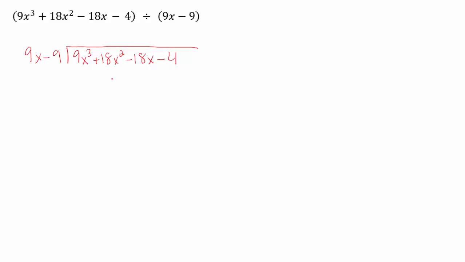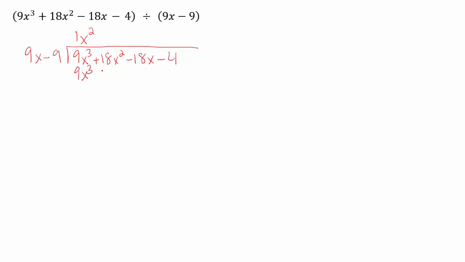Anytime we miss powers, we have to put a 0x or a 0x squared if we're missing the x squared term. So now I'm going to ask myself, how many times does 9x go into 9x cubed? Or what do I need to multiply 9x by to get 9x cubed? Well, 9 times 1 would give me this 9. I need 3 x's. I have 1, so I want to have x squared. 1x squared times 9x is going to give me a 9x cubed, which is what I wanted. I need it to be the same.